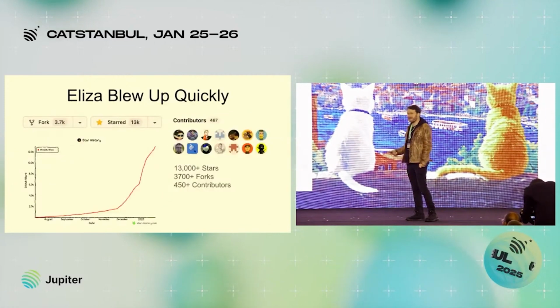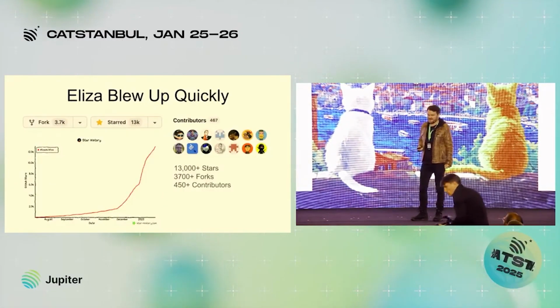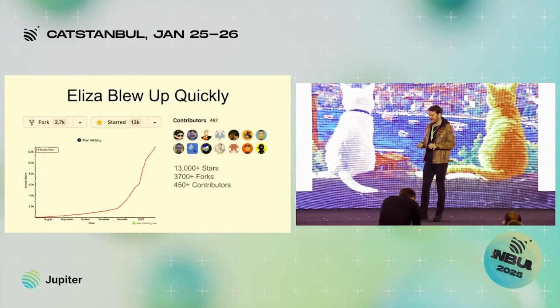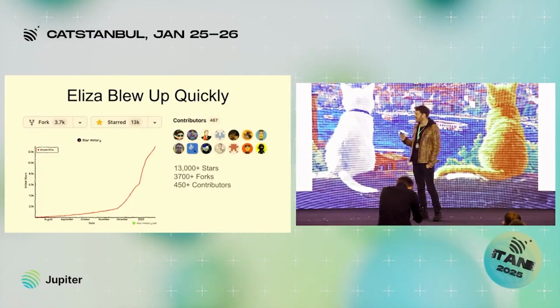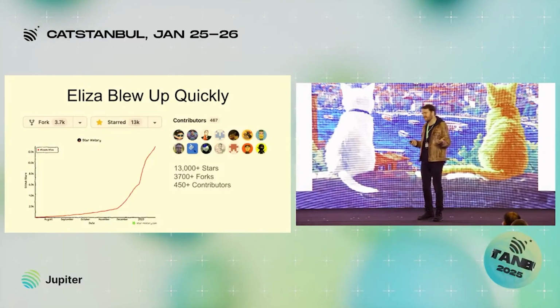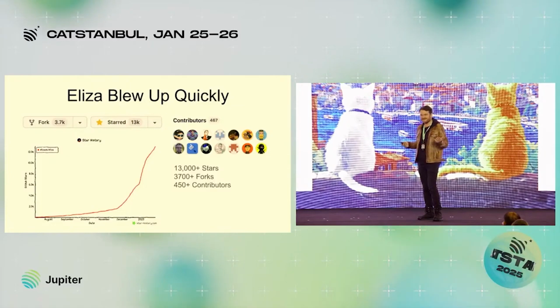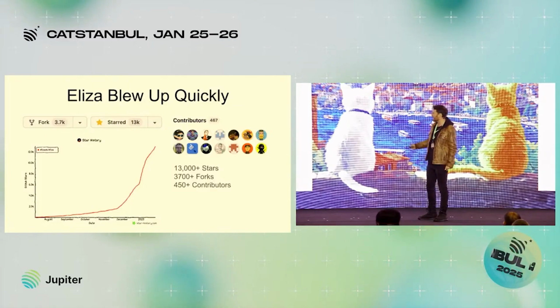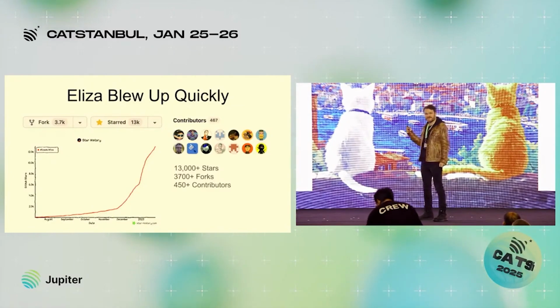Eliza blew up really quickly. 3.5 months ago, it was just me at my computer typing this stuff out. I've been working on agents for many years, but this current iteration for about a year, and it really started to get traction in August. Then once Truth Terminal blew up and everyone wanted an agent, they realized you could use our thing to shill meme coins, and that's where that line started to go up. We have over 450 contributors.